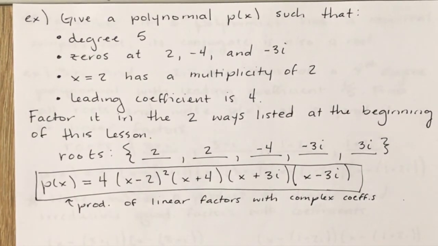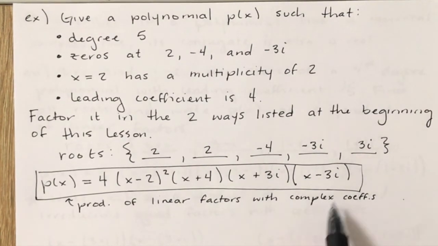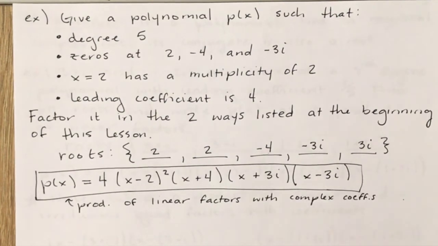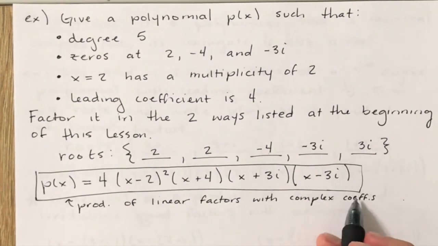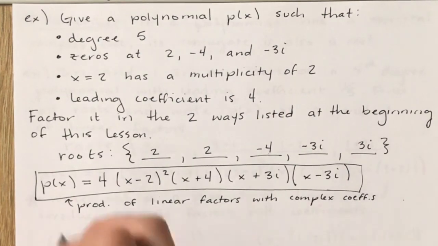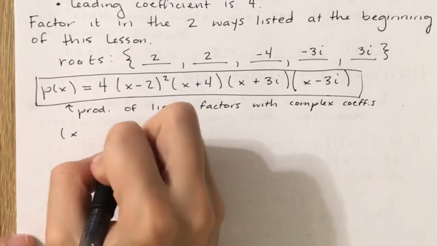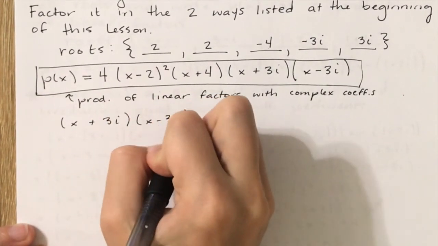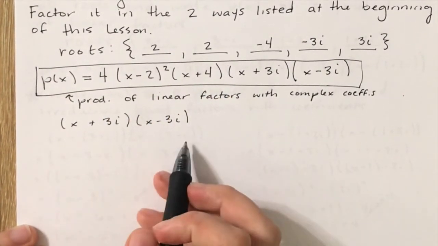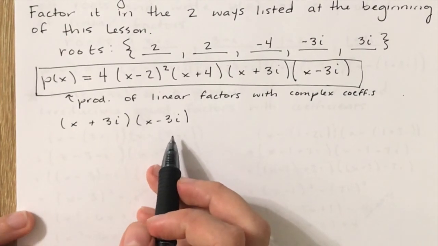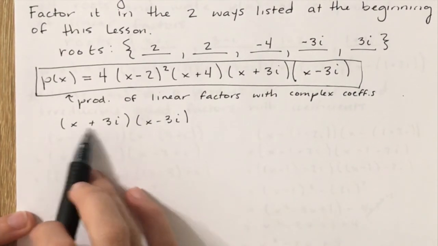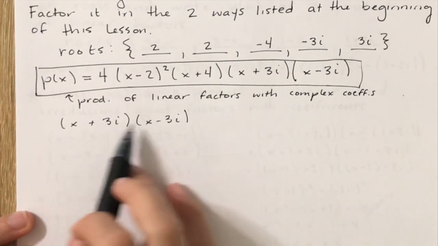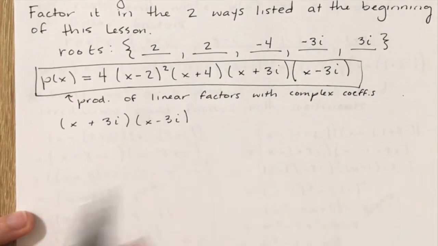Okay, so in order to write this with real coefficients, we've got to get rid of these, right? Which means we need to find what these 2 linear factors are in irreducible quadratic factor form. So let's take these out to the side. We have x plus 3i and x minus 3i. These on their own are complex conjugates, right? We have one thing plus an imaginary part, and then one thing minus that same imaginary part.